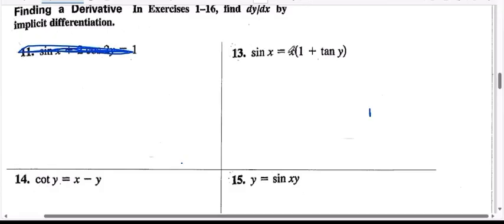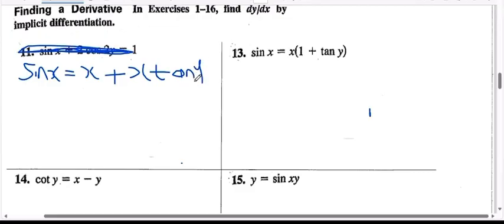This one is for this. I want to do sine x equal to x into 1 plus tan y. So what I can do first is simplify: sine x equals x times 1 is x, plus x times tan y. Now it's going to be easy. We want to differentiate that, right? Differentiating sine x is going to be cos x, equal to differentiating x, that's going to be 1.